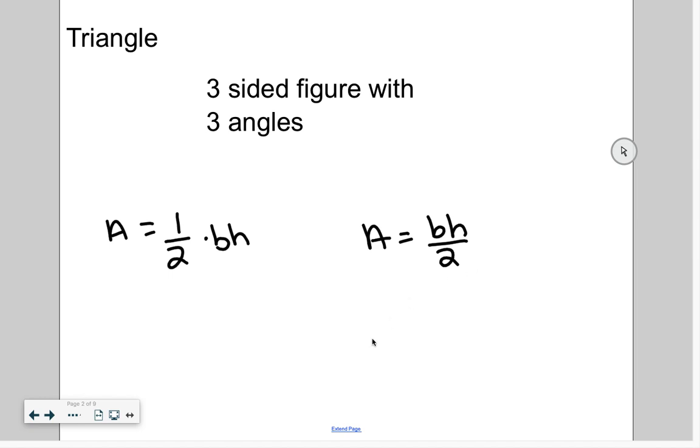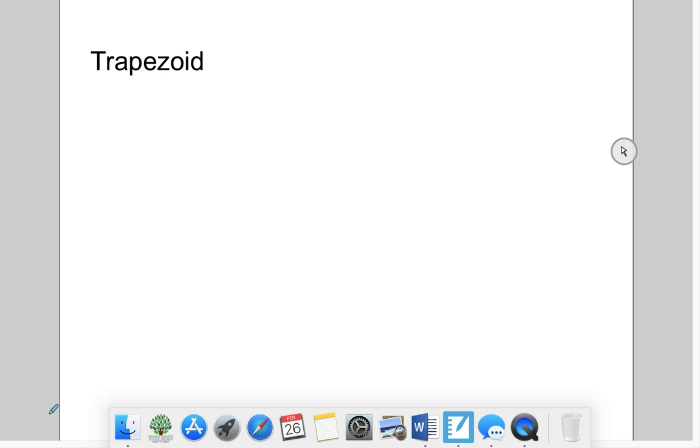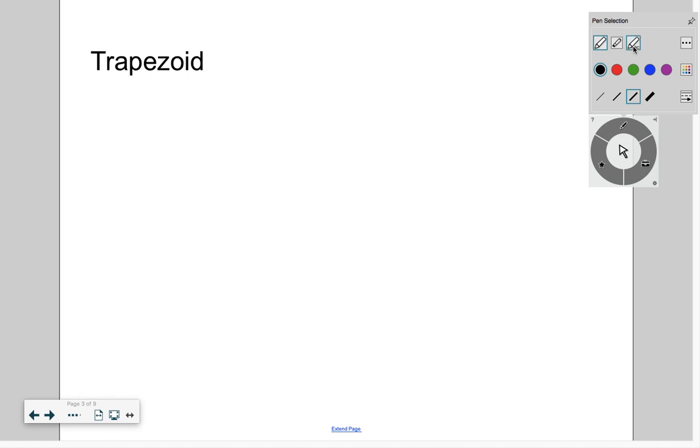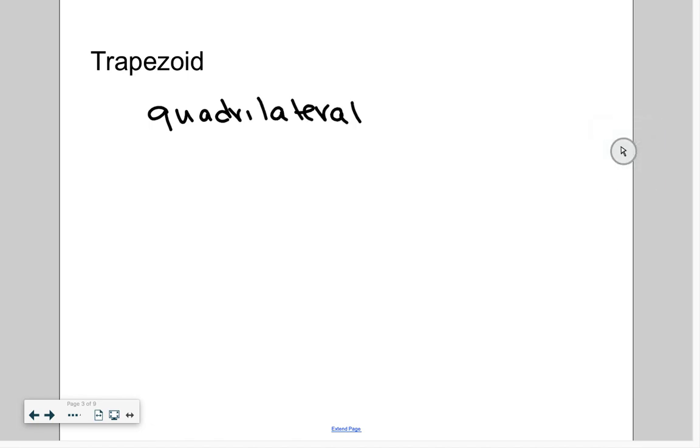The third figure that we talked about was a trapezoid. Now a trapezoid is a quadrilateral. It's a four-sided figure. However, a trapezoid differs from a parallelogram in that it's a quadrilateral with only one set of parallel sides.